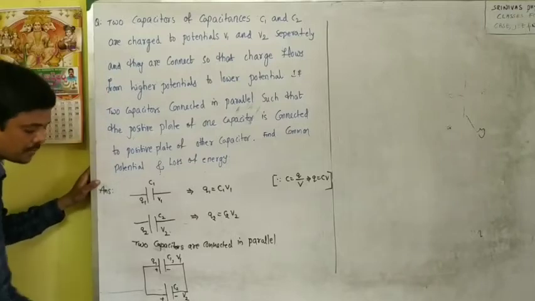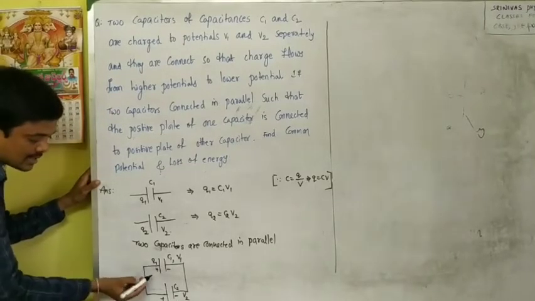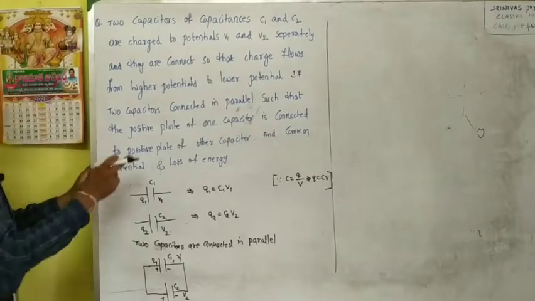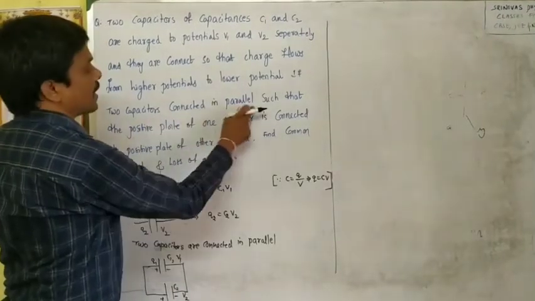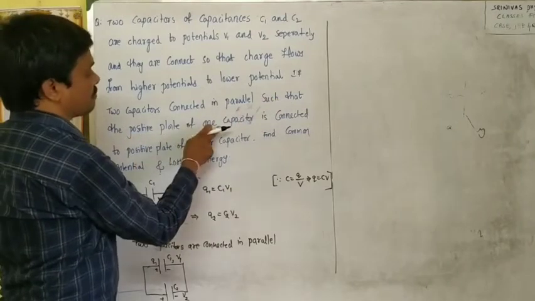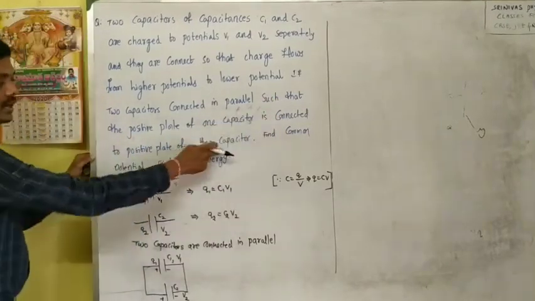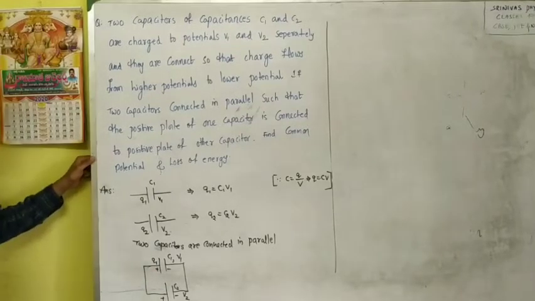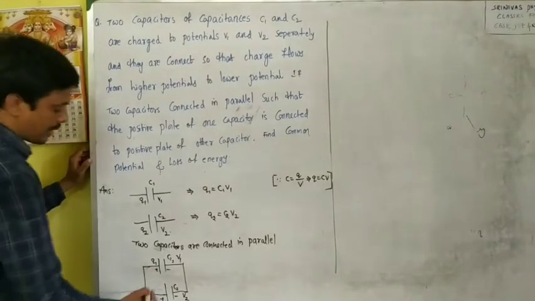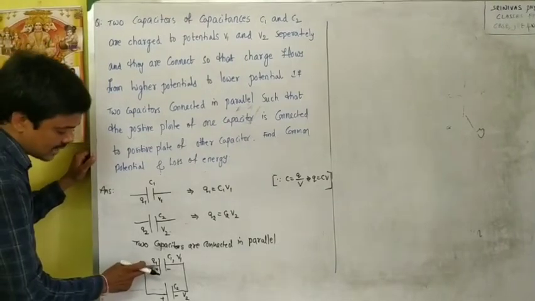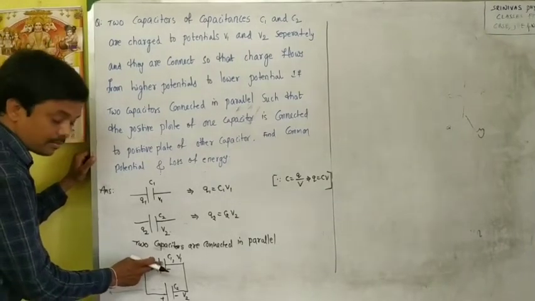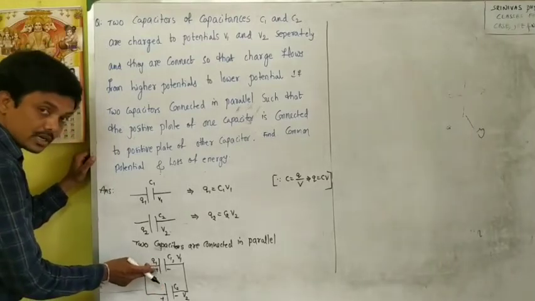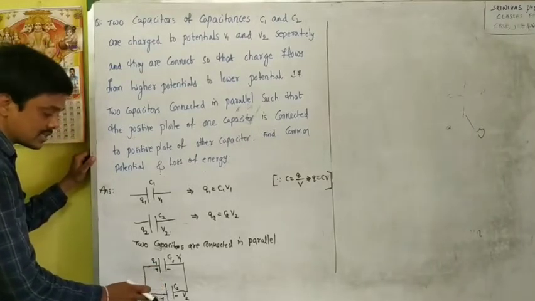Now they are connected in parallel in such a way that the positive terminals are connected together and the negative terminals are connected together. They are connected in parallel such that the positive plate of the first capacitor is connected to the positive plate of the other capacitor. Now what happens if there is any excess charge? This is at high potential, and here it is at low potential. Then the charge flows from high potential to low potential until their potentials are equal.